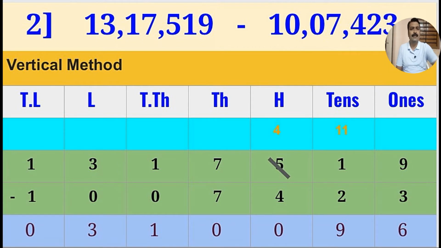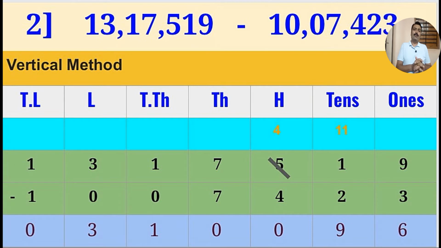So how can we continue? If you observe the given two numbers, both numbers are of 7 digits here. That's why in vertical arrangement here I'm making 7 columns. First column of ones, second of tens, third of hundreds, fourth of thousands, fifth of 10,000, sixth of lakh, and seventh column of 10 lakh.